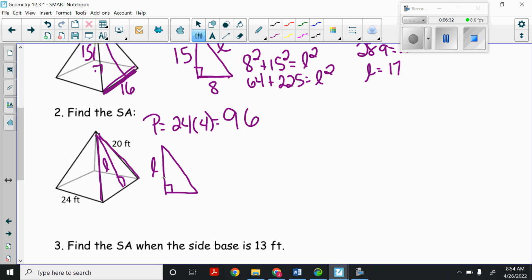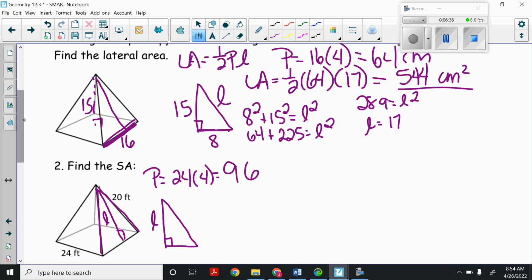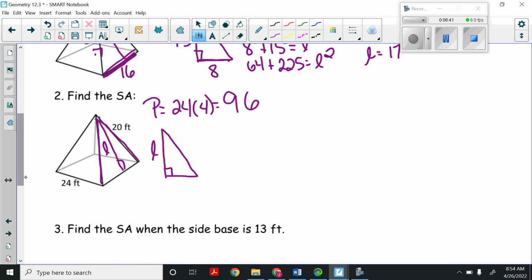So this is an example where my L is not the hypotenuse. See, in this first one, the L was the hypotenuse because I knew the height of the actual pyramid. Number 2, I don't have the height of the actual pyramid, but I have a leg of the isosceles triangle, which is my hypotenuse, 20. Remember, this whole bottom was 24. I took half of it, so 12.